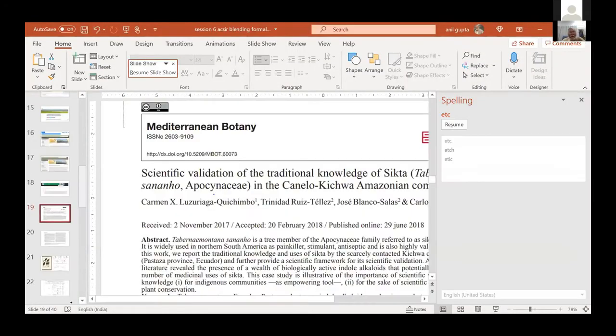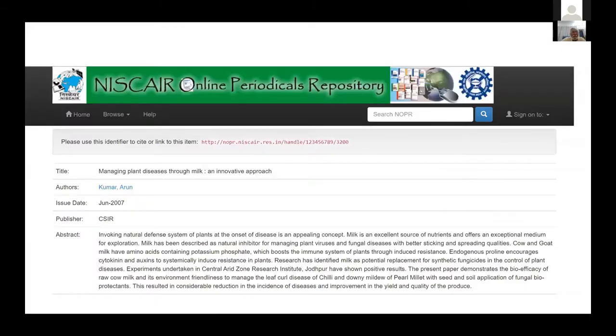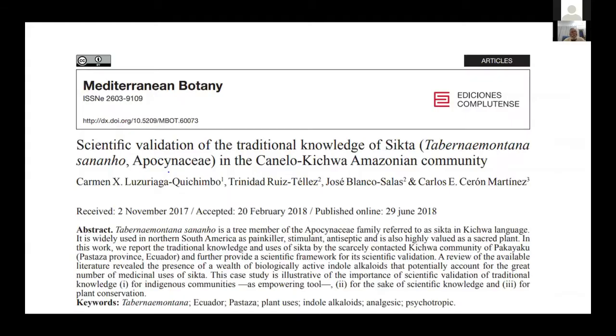Okay, before we have a break, let's go further and see some more examples. Let me get full screen. A plant in the Amazon forest, Sitka, was used for validation. This plant is from a Quechua community in Ecuador. But that community, or any elder of the community, has not been made a co-author in this case. Recent paper, not too old, 2018.